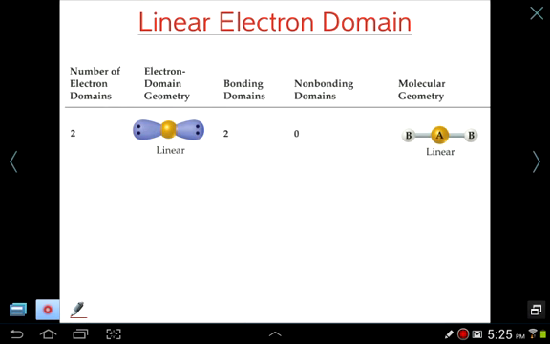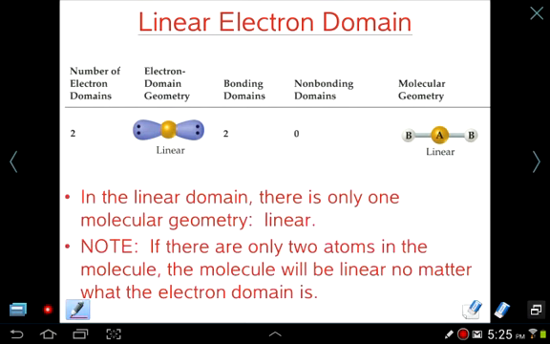So we'll begin with the simplest. We'll actually get into each one of these in a little more detail. The simplest arrangement will be called linear. In a linear arrangement, you have just 2 domains, and both of them are bonding. On the left side, it'll tell you how many electron domains you have. On the right side, how many bonding domains. So in this case, if you only have 2 and both of them are bonding, you get a linear arrangement.